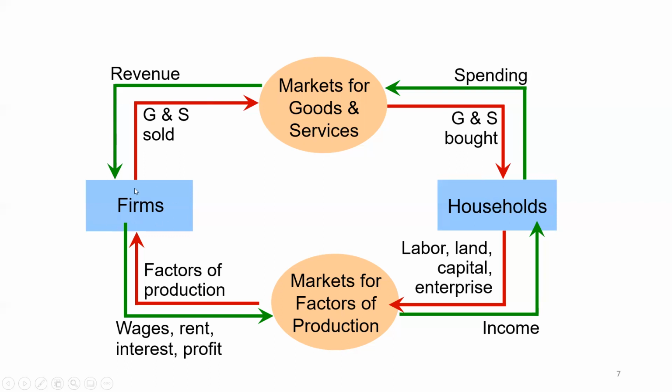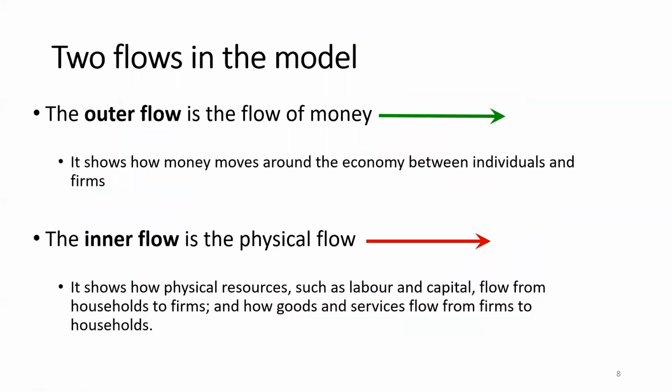So firms produce goods and services, which are then sold in the market for goods and services and bought by households. Households have got goods and services which can keep them alive, which is good because then they can give the factors of production to firms in the market for factors of production, where the firms buy the factors off of households. They then use them to produce goods and services which are sold in the market for goods and services to households. And that red flow then is the physical flow. So there's two flows: the physical flow, which is the inner flow, and the monetary flow, which is the outer flow. So we can see these two flows here, one with the green, one with the red.